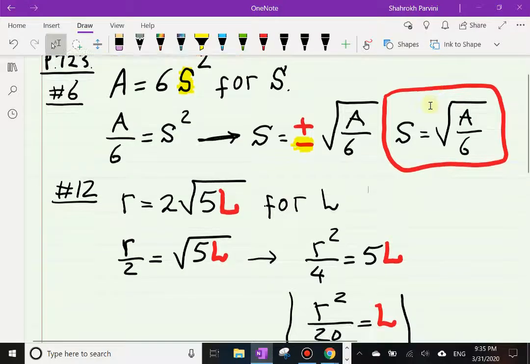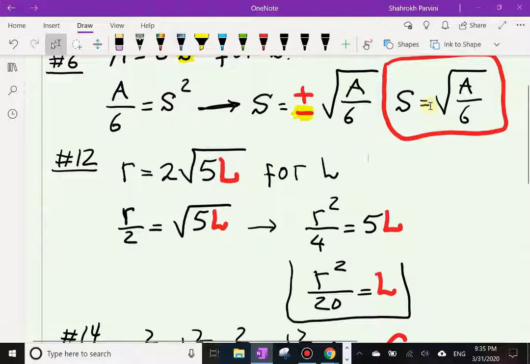In exercise number 12, we are given r is equal to 2 times the square root of 5l. For this exercise we want to solve for l. So I divided both sides by 2 to isolate the radical. Then I squared both sides of this equation. The left side becomes r squared, 2 squared becomes 4, and on the right side, when you square both sides, you lose the radical sign.